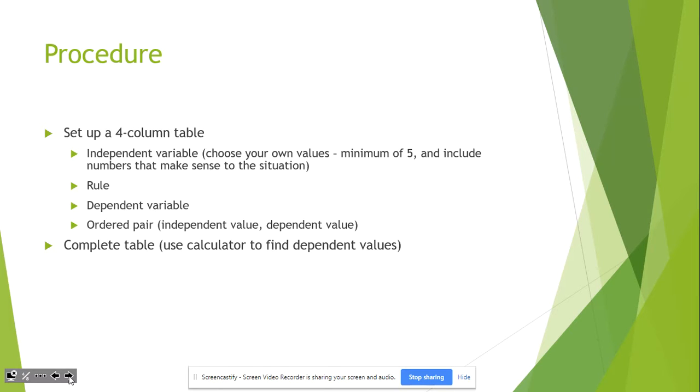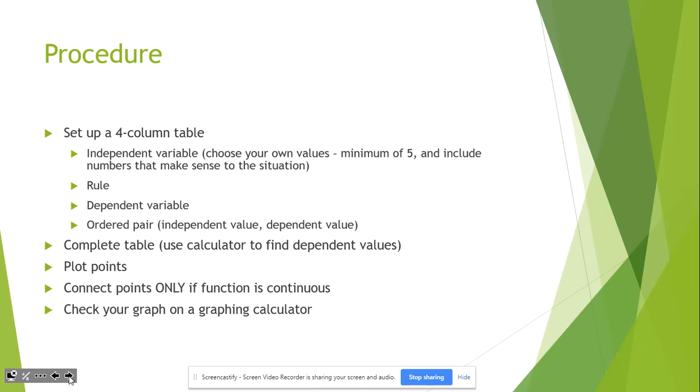Next, complete the table. You should use a calculator to find your dependent values. Next, plot your points on a graph, and then connect your points only if you determine that the function is continuous. Check your graph on the graphing calculator if necessary. We'll be doing that in the coming lesson. Make sure that you answer any follow-up questions about the features that may be asked in the question.